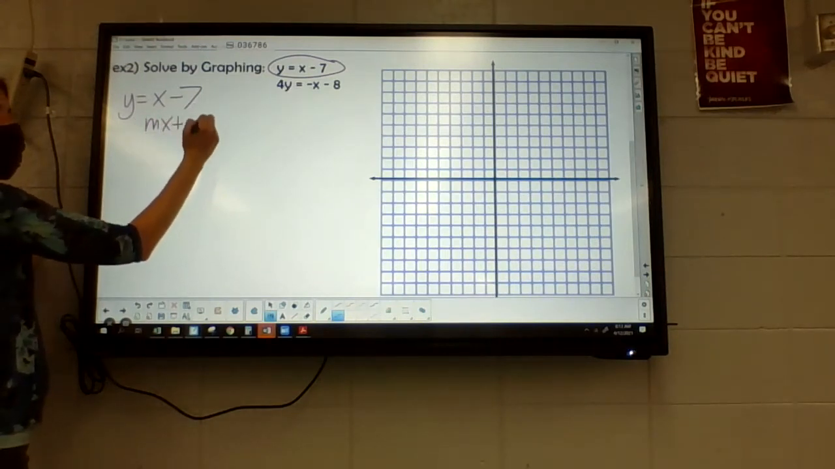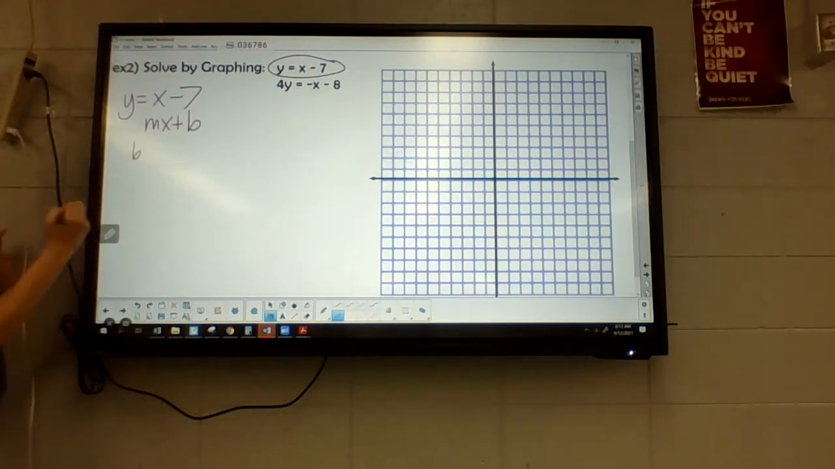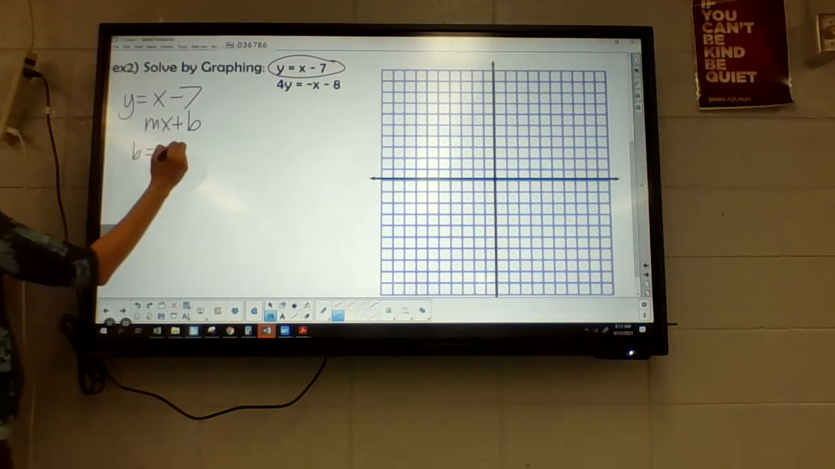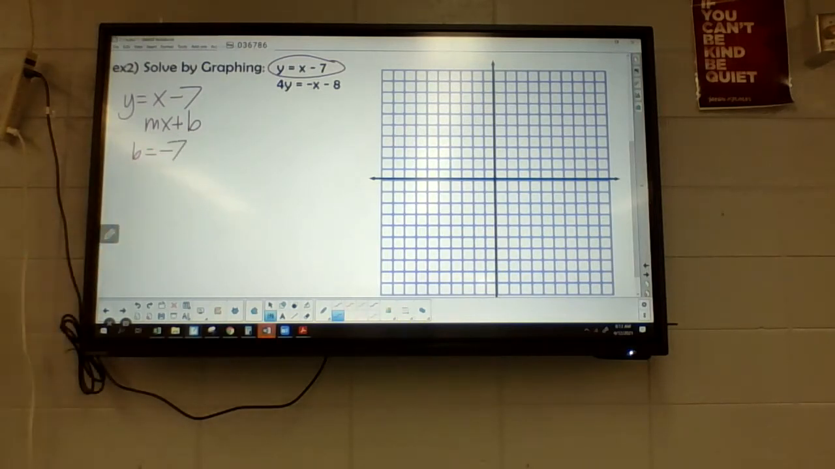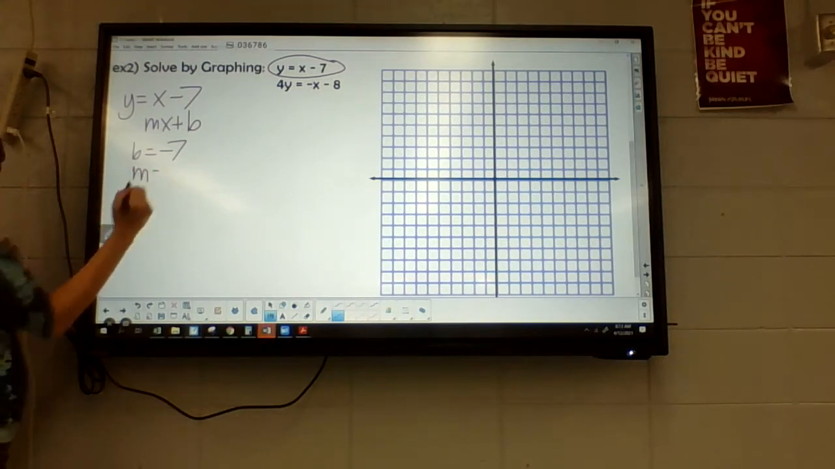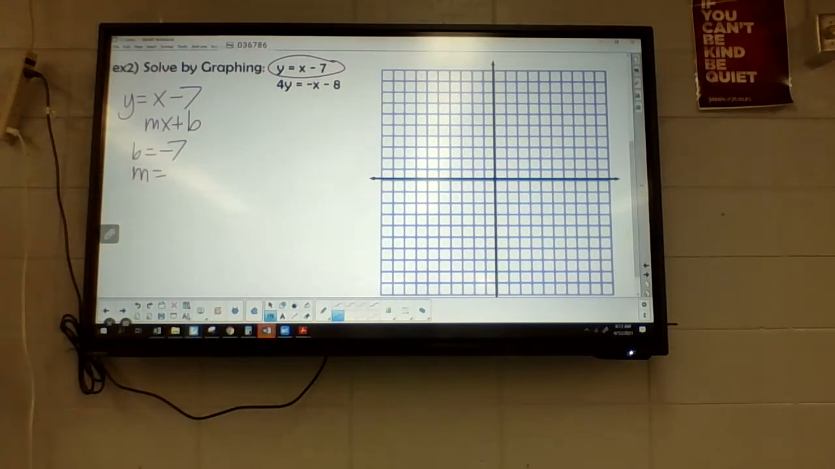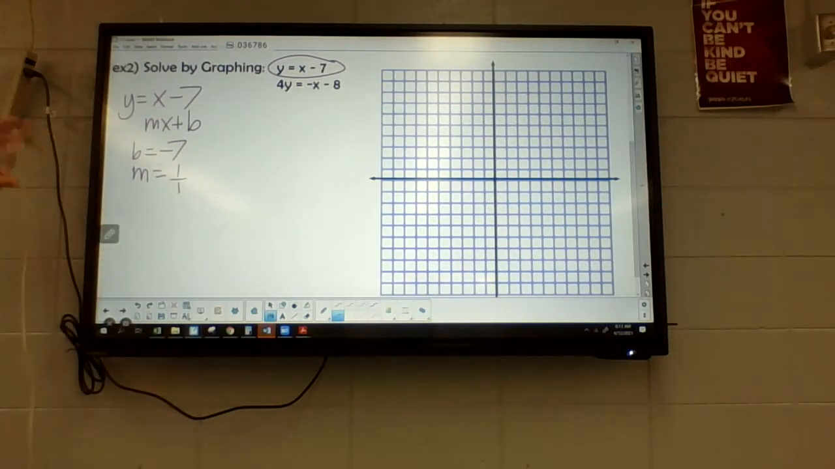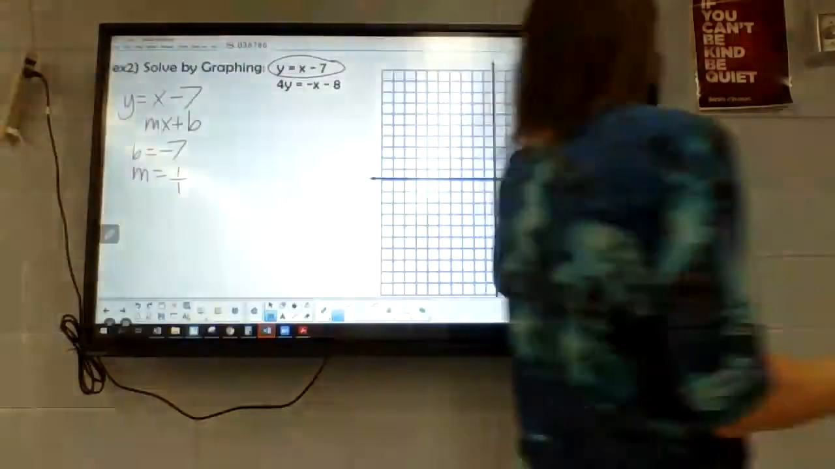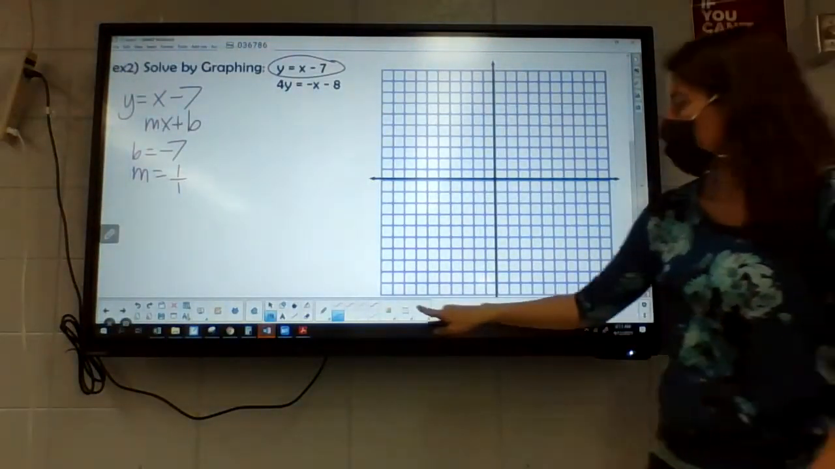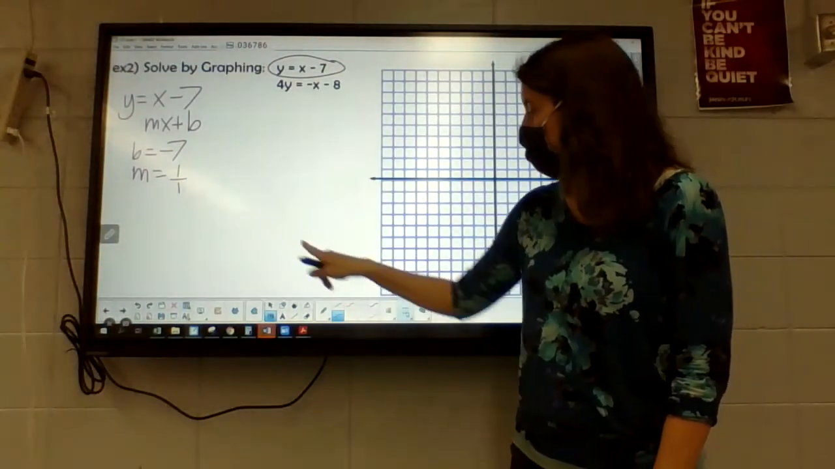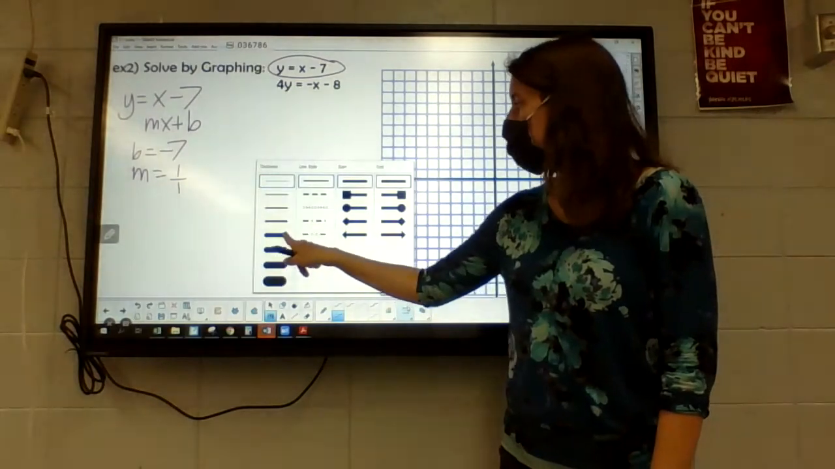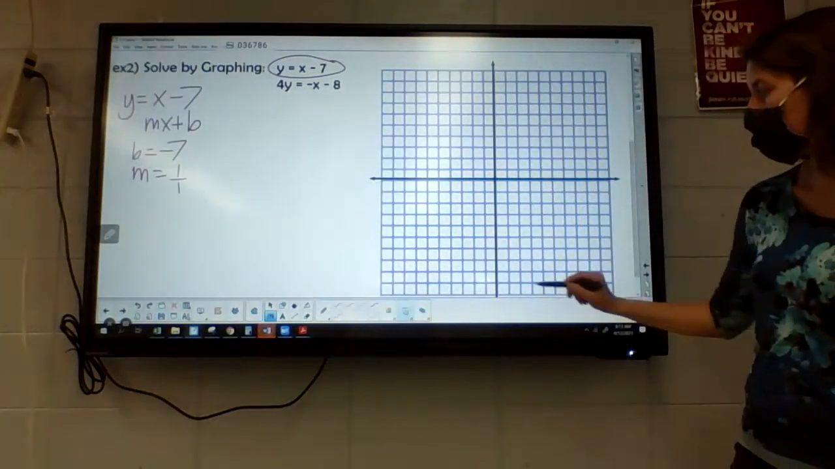Where would this one begin? -7. So this one begins at -7, that's my B. But what's my slope here? What's in front of, yeah, it's a 1. That's what's in front of my x. So 1 over 1. So I'm going to put this line on my graph. I'm going to begin at -7 and then do my slope of 1 over 1.